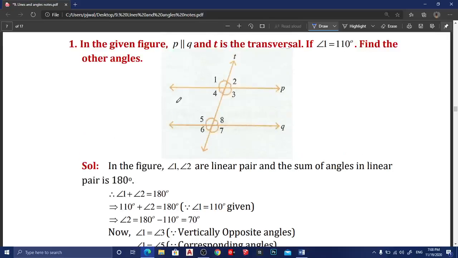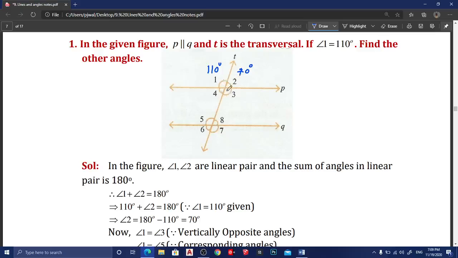So now you know these two angles. What is the angle 1 here? It is already given as 110 degrees. So now you found angle 2, which is 70 degrees. By adding these two, you will get 180. So now just by seeing this figure, you can find out the remaining angles. You know vertically opposite angles. What is the property of vertically opposite angles? Those are equal to each other. So now angle 1 and angle 3 are vertically opposite angles, and angle 2 and angle 4 are also vertically opposite angles.